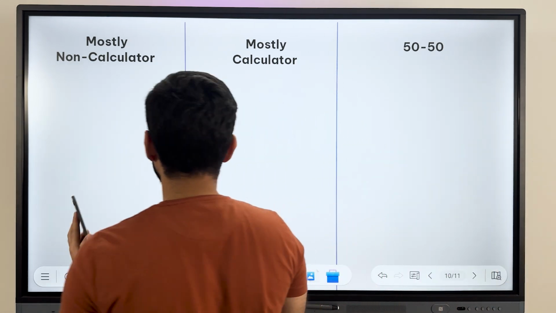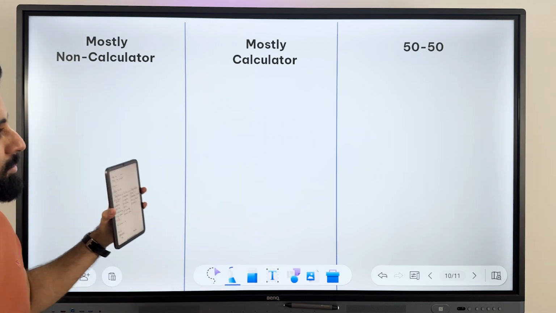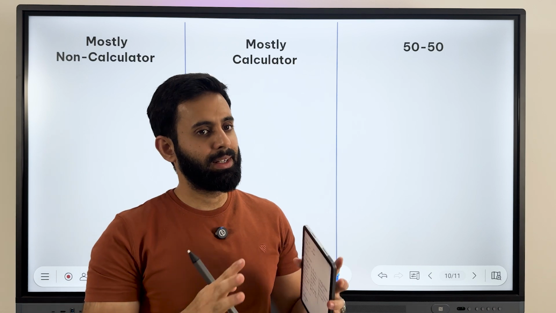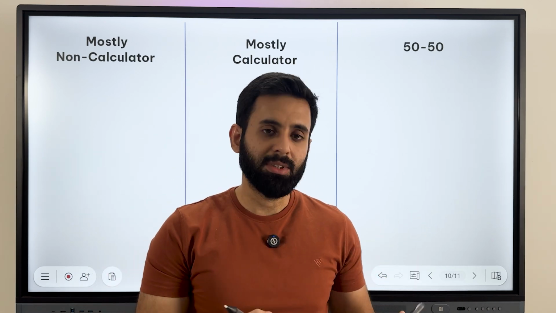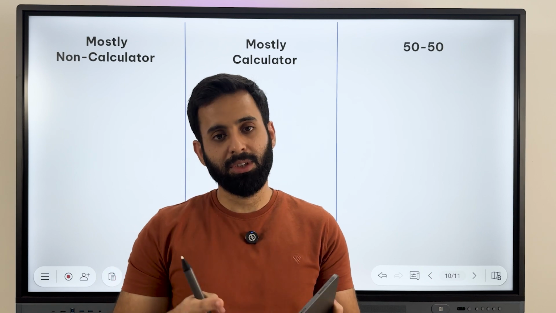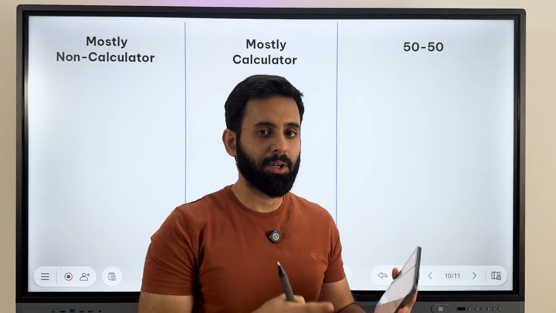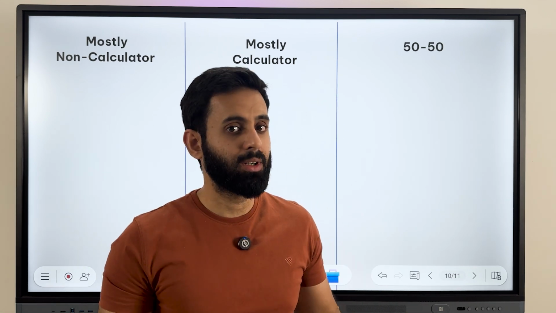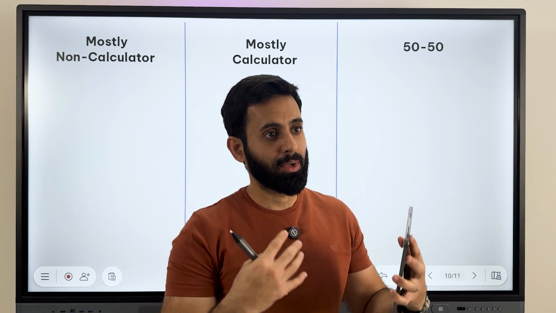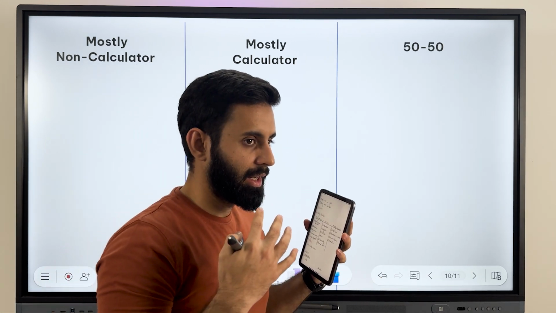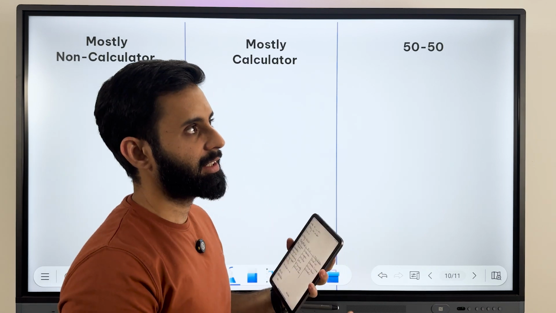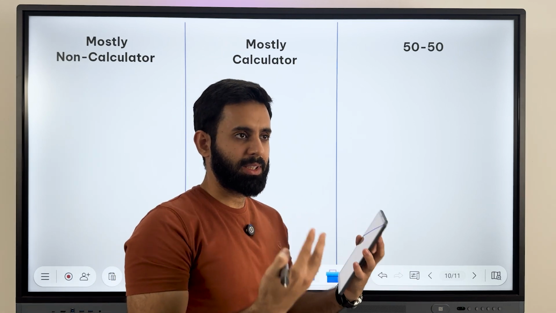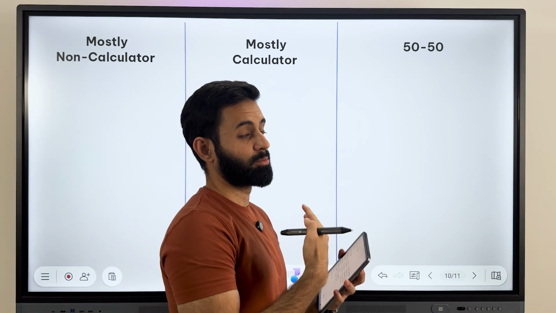Now, what I've done here is I basically divided the topics into 3 different categories. Once again, a disclaimer: every topic has specific concepts which can come in the non-calculator paper, and every topic has concepts where you need a calculator. So we can't really say that in this topic you don't need a calculator at all, and just like that we can't say that in this topic you need a calculator in order to solve it. Any concept of any topic can come in any paper, but we're just trying to figure out where you can mostly expect it.